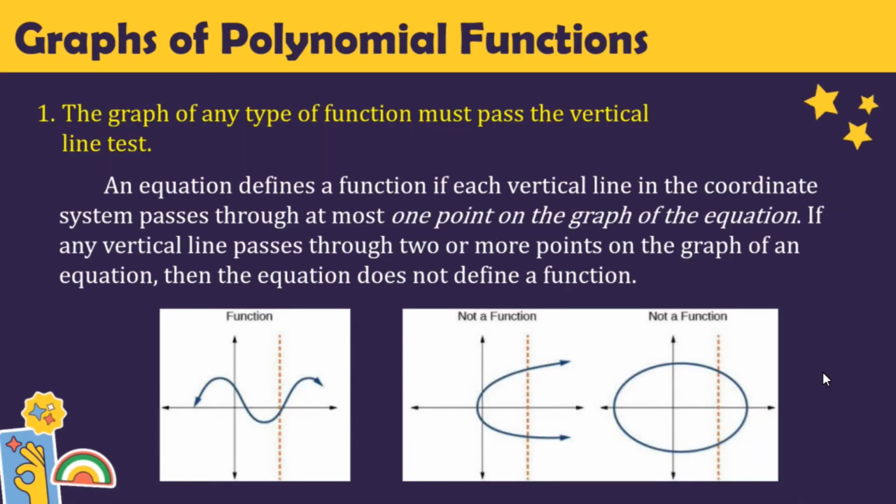Next, let's proceed to the graphs of polynomial functions. First, the graph of any type of function must pass the vertical line test. An equation defines a function if each vertical line in the coordinate system passes through at most one point on the graph of the equation. If any vertical line passes through two or more points on the graph of an equation, then the equation does not define a function. For our figure 1, this is the graph of a function because any vertical line crosses only once.